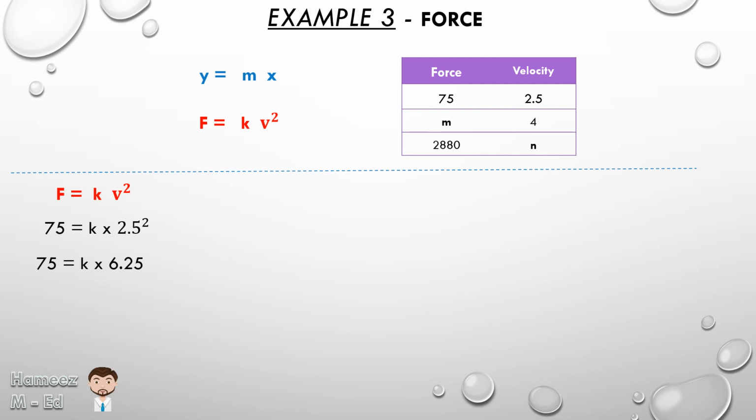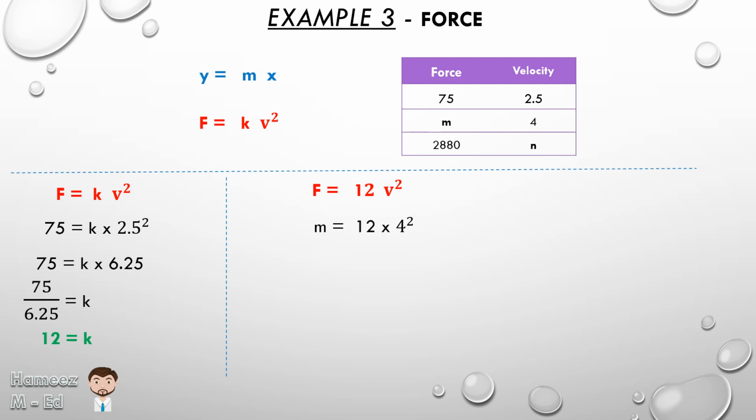So F is equal to K V squared, and 75 equals K times 2.5 squared. So we can work out 2.5 squared, and that will give us 6.25. And then we will divide, so we get 75 divided by 6.25, and we solve for K to be equal to 12. Now for the rest of the equation, K is a constant of 12. So the formula now states F is equal to 12 V squared.